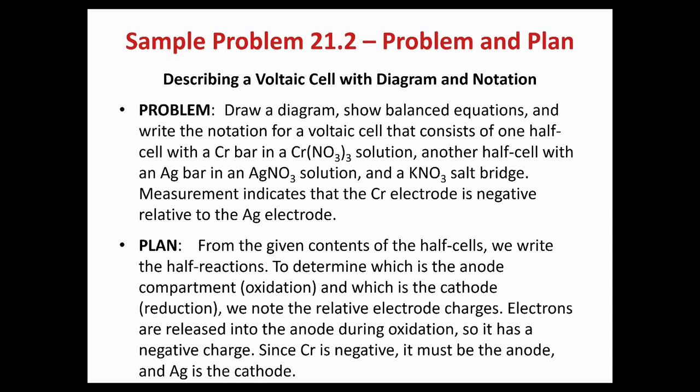Okay, so what I'd like you to do is to read this one and then answer the question. So draw a diagram, show the balanced equations, write the notation for the Voltaic cell. It's with chromium solid and chromium 3 nitrate. And on the other side, you have what does it mean by bar? It means a strip of chromium. And the other half cell is a strip of silver in a silver nitrate solution. The salt bridge is potassium nitrate. Okay, so pause this and write this, and then double check your answer.